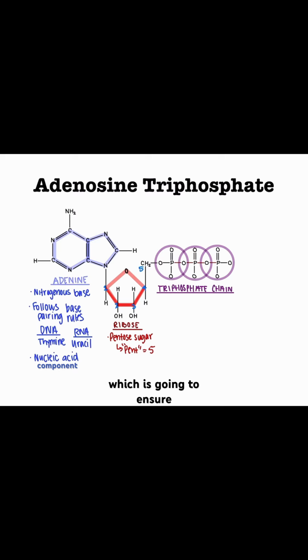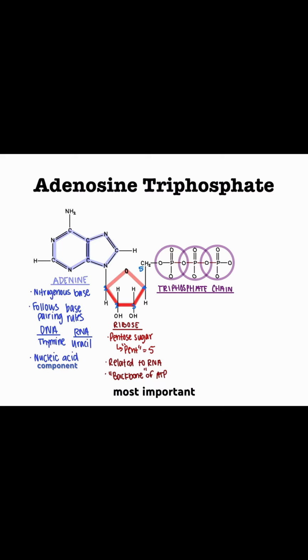structural integrity, which is going to ensure molecular stability, and because it connects ATP's energy-releasing phosphate groups to its nucleic acids, it forms a bridge between metabolism and genetics. It also is going to define ATP as a ribonucleotide, meaning that it's partly related to RNA.